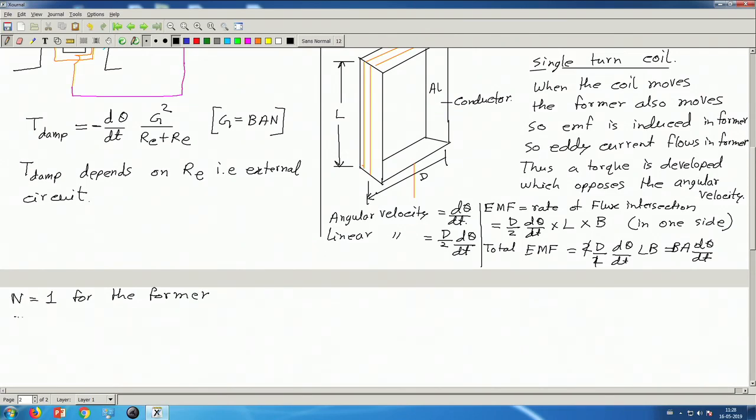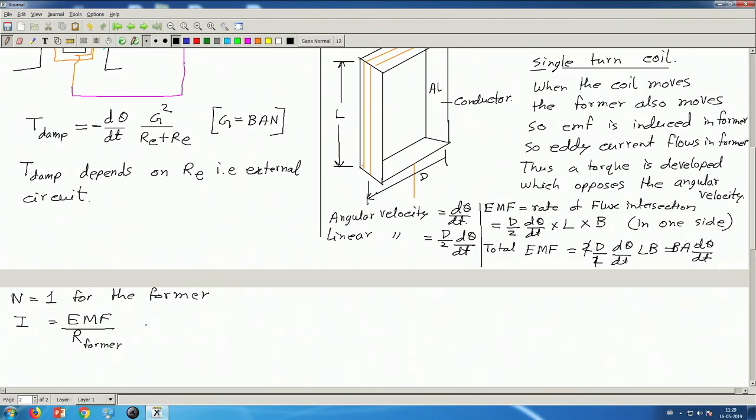So, now what will be the current? Current will be EMF divided by the resistance. Resistance of what? This will be the resistance of the former. You see, this former is a closed loop, it is a closed circuit. So, this closed loop will have some resistance. Okay. So, that resistance we have to put here. So, resistance of the former. Okay. So, this will be the current.